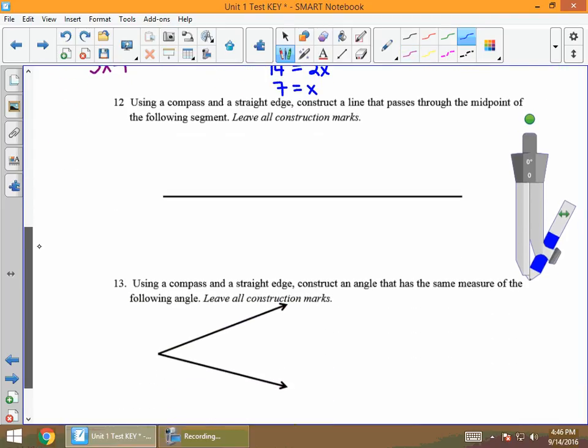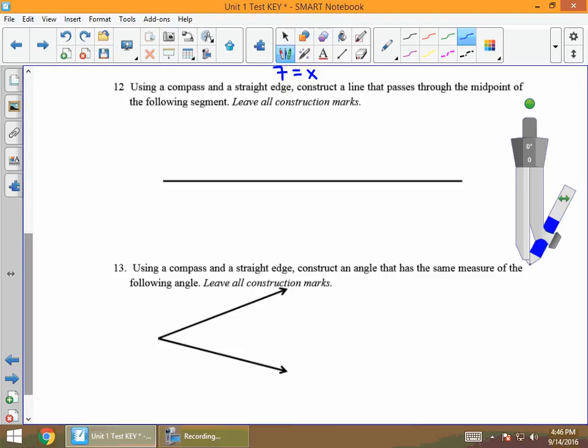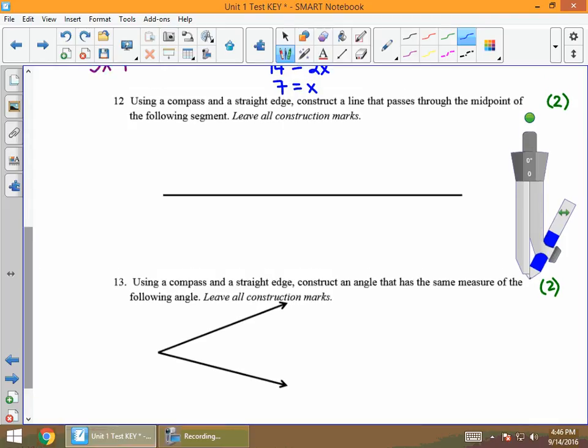All right, and then numbers 12 and 13. These are both constructions. They are both worth 2 points. So 2 points and 2 points. Which makes this page a total of 9. So what was I looking for in the constructions? All right, so number 12 says, using a compass and a straight edge, construct a line that passes through the midpoint of the following segment.